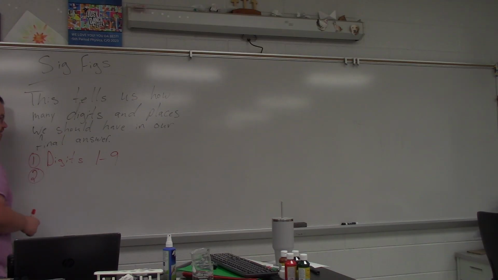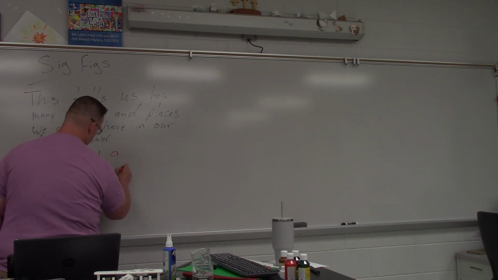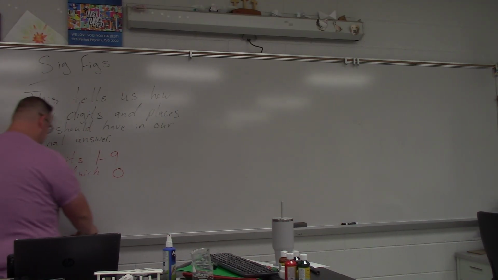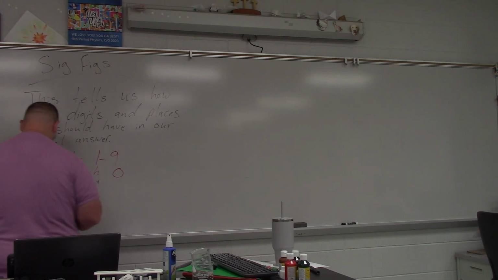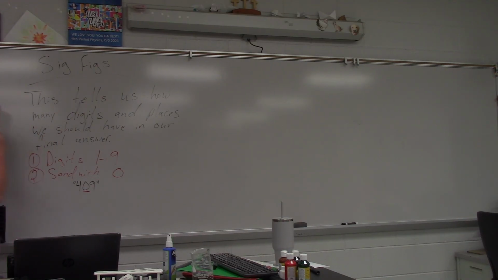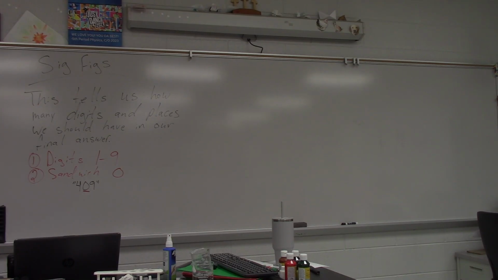The easiest thing is what I like to call a sandwich zero. So an example of what a sandwich zero looks like: in this case, that 0 right there in the middle is sandwiched between 2 digits. So that's a significant figure, that's a significant figure. This also is significant because it's between 2 digits.